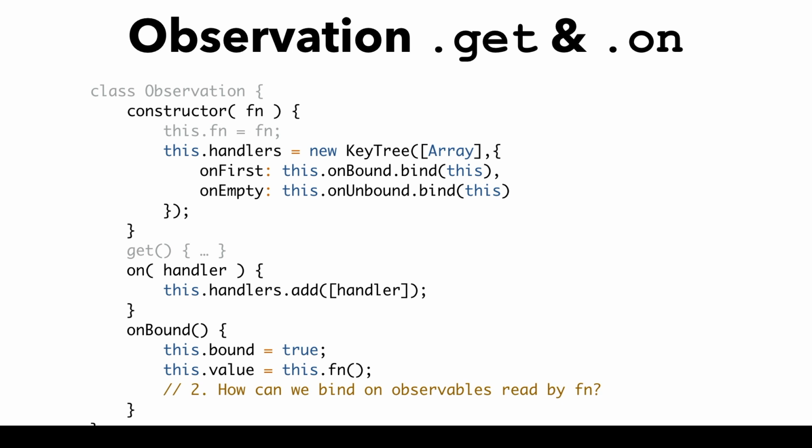Now this leaves the remaining problem. How can we reevaluate the cached value when observables read by the evaluator function change? Somehow, we need to know which observable values are read by the evaluator function.